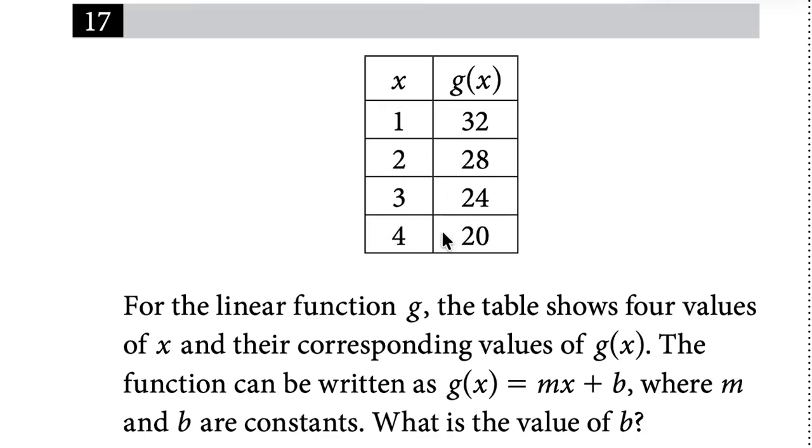Okay. Question number 17. A table of x and g(x) is given. For the linear function g, the table shows 4 values of x and their corresponding values of g(x). The function can be written as g(x) = mx + b, where m and b are constants. What is the value of b? Again, a second wonderful question.